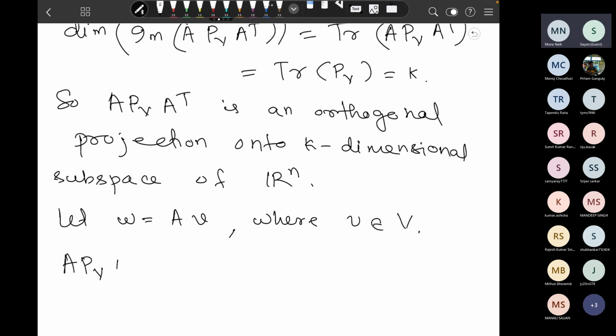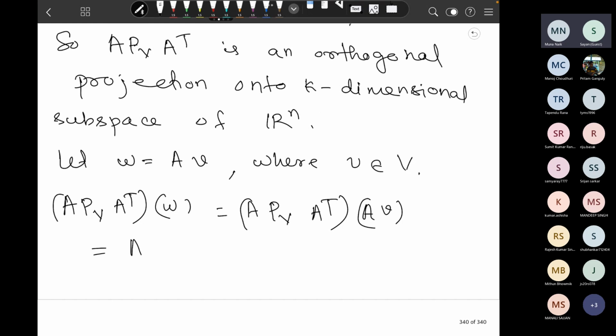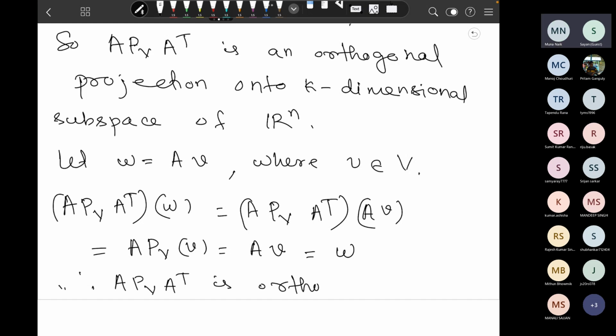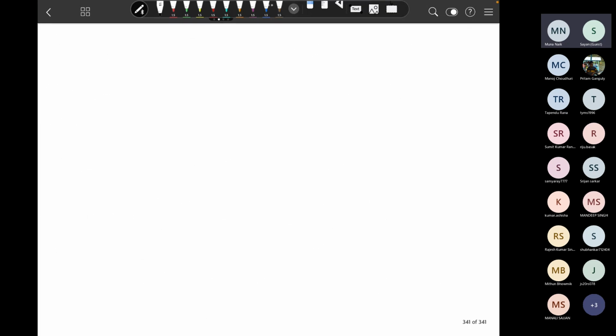Now A P_V A transpose applied to W, and W you can replace by Av, and this is A P_V A transpose A v, which is A P_V of v, and P_V of v is equal to v because v belongs to V, and P_V is the orthogonal projection onto V, and Av is called W. So this means this AV is in the image of A P_V A transpose. So this implies that A P_V A transpose is an orthogonal projection onto AV. Thus, P of AV is really A P_V A transpose.